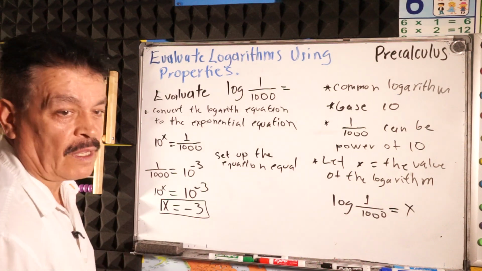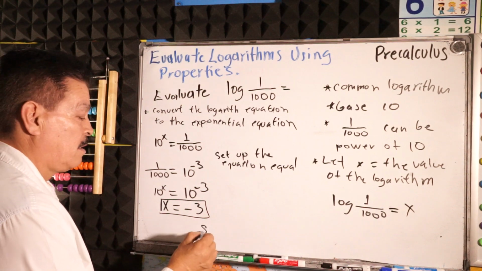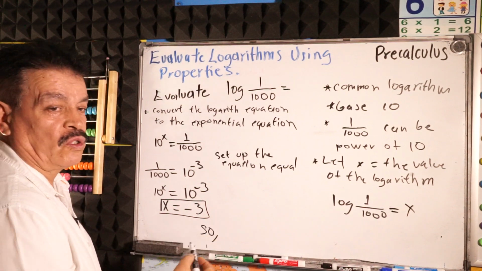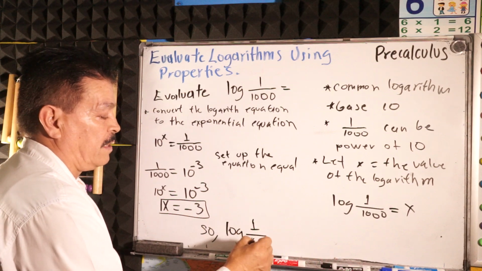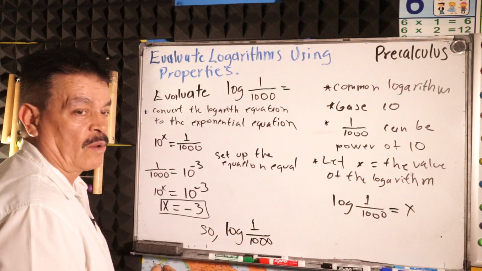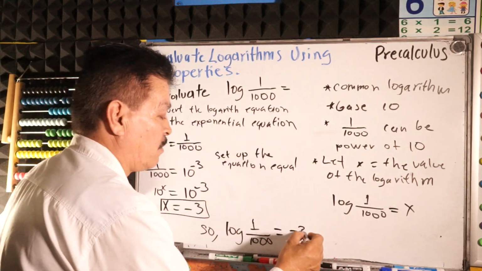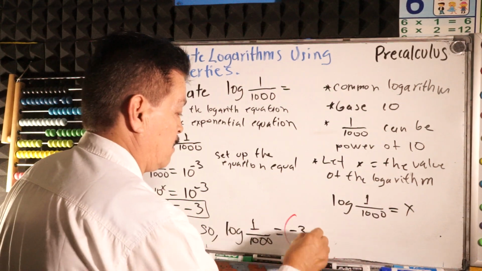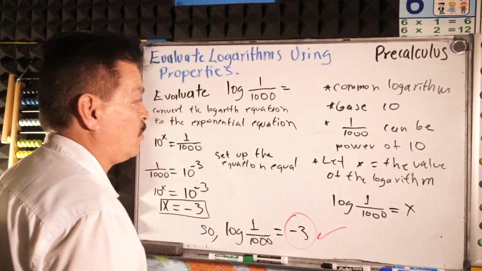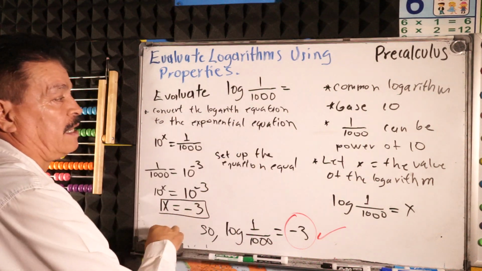Then, as a conclusion, log of 1 over 1000 equals negative 3. I hope you understand the steps.